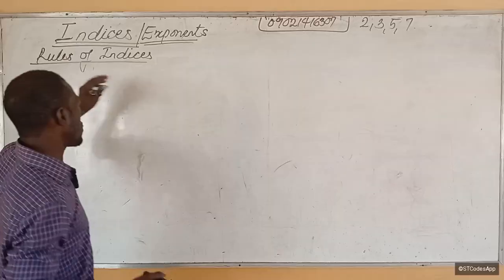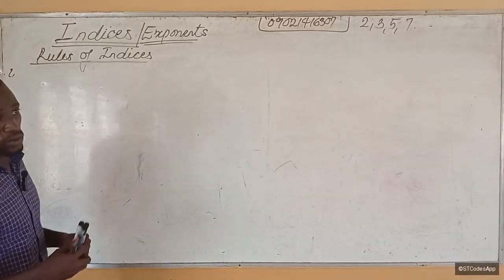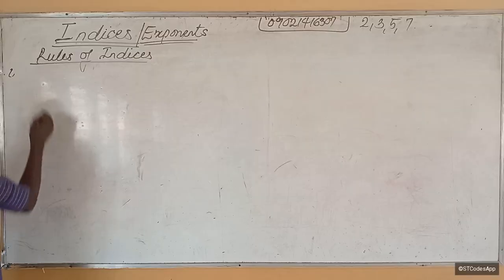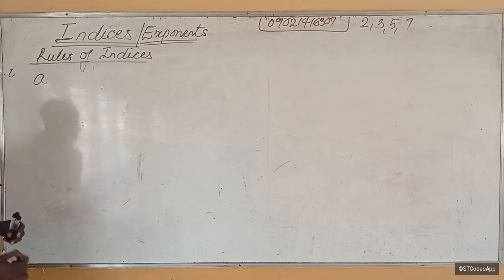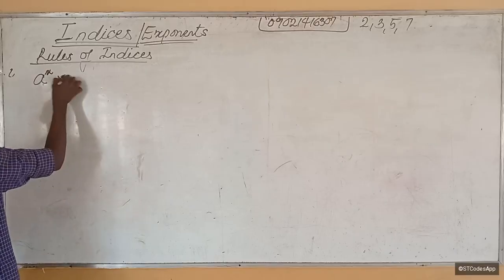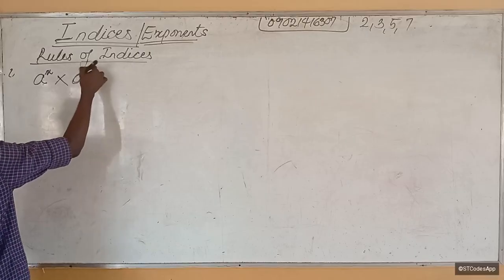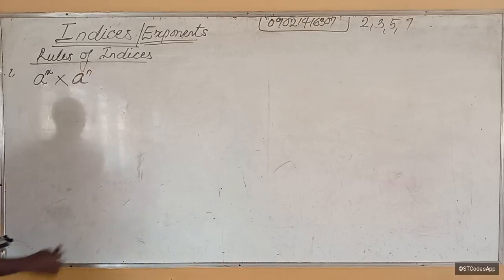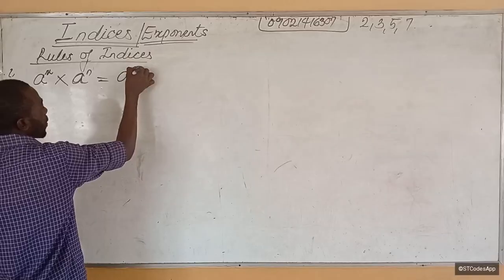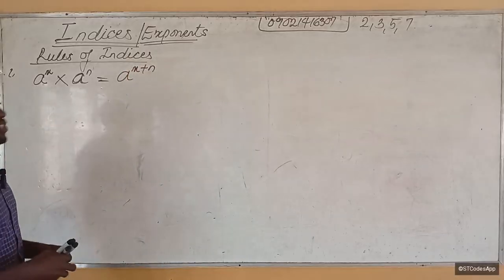But I'll be telling you what the rule says. Now, the first rule is called the multiplication rule. I don't want to be taking time to write. So the multiplication rule is just saying that if I have a particular index a raised to power a number m, multiplying another base a raised to power n, it should be written like this: a raised to power m plus n. And let's make sense of that.